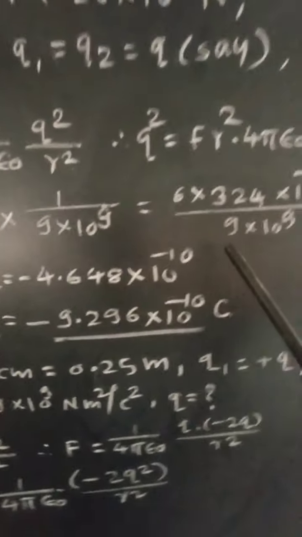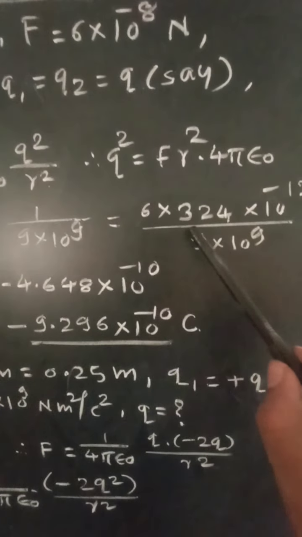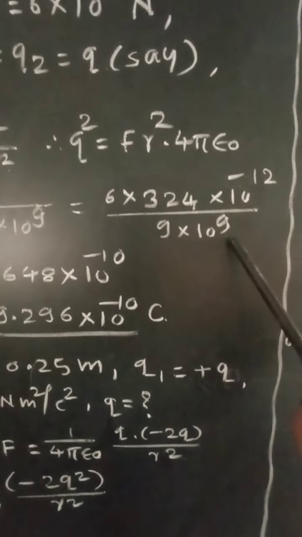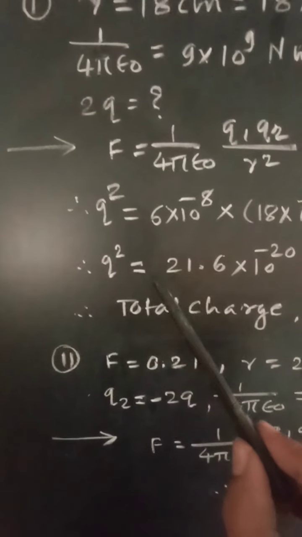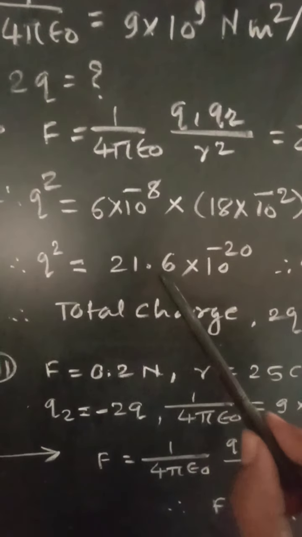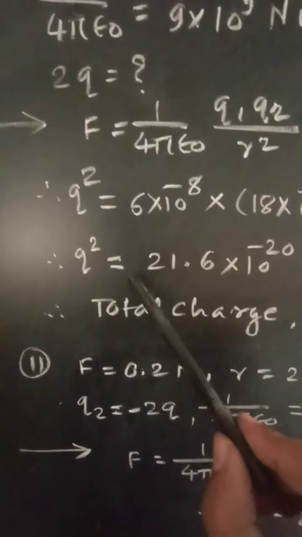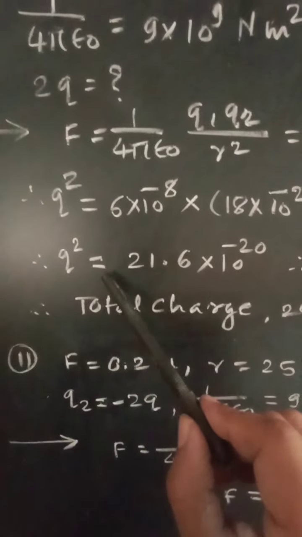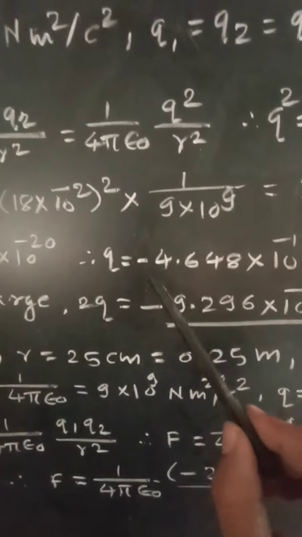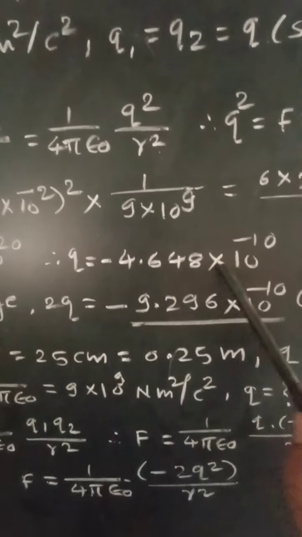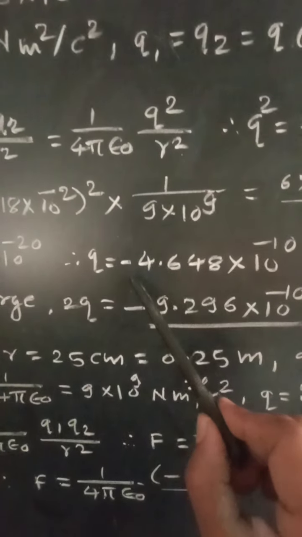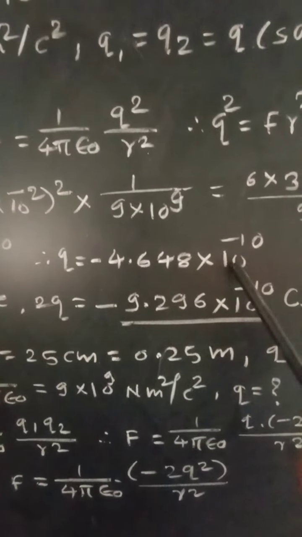So simplifying it, we will get 6 into 324 into 10 raised to minus 12 upon 9 into 10 raised to 9. And therefore Q square comes out to be 21.6 into 10 raised to minus 20. To find Q, we take the square root of this, and its square root comes out to be Q equal to 4.648 into 10 raised to minus 10. As the charge is negative, it is taken as minus 4.648 into 10 raised to minus 10.